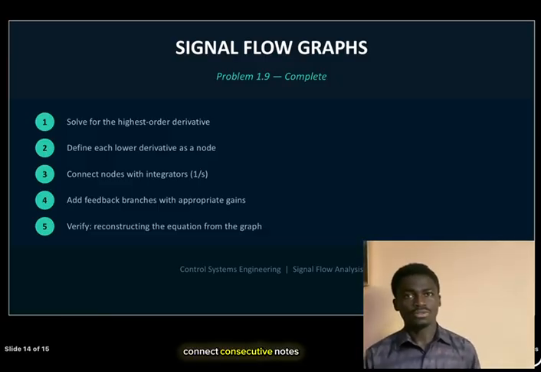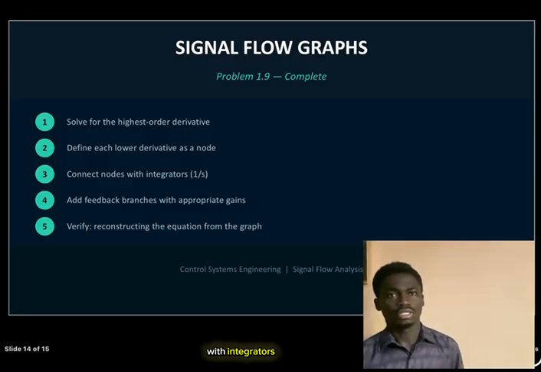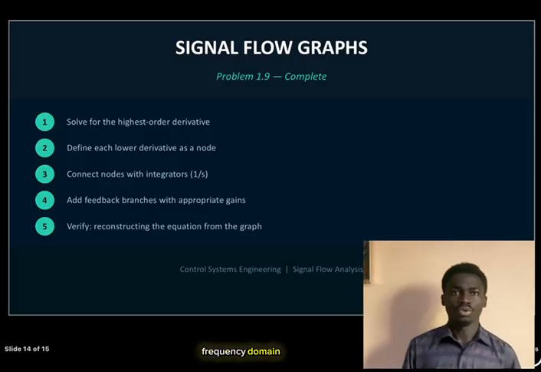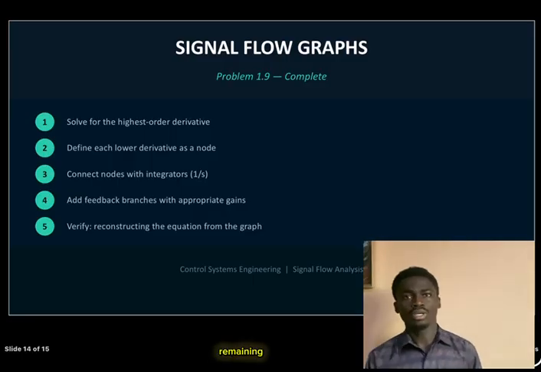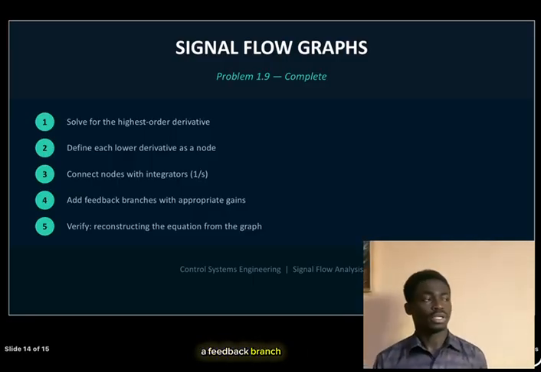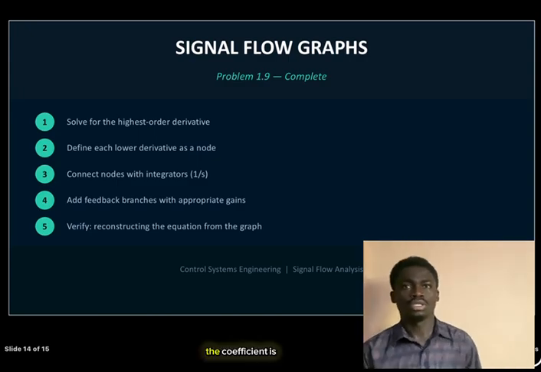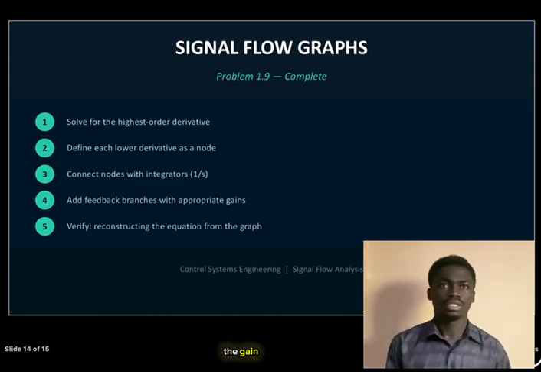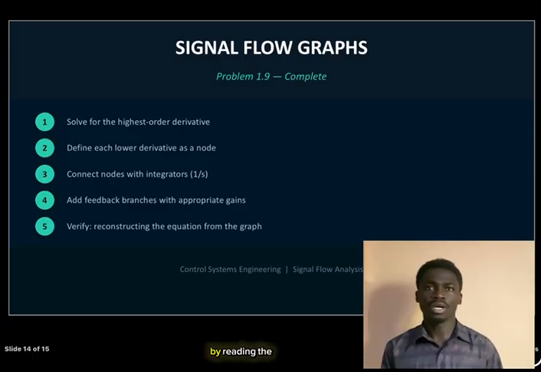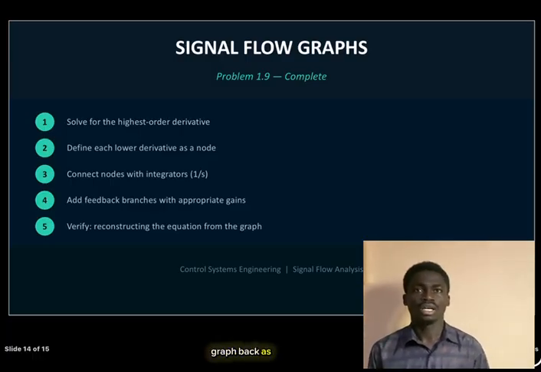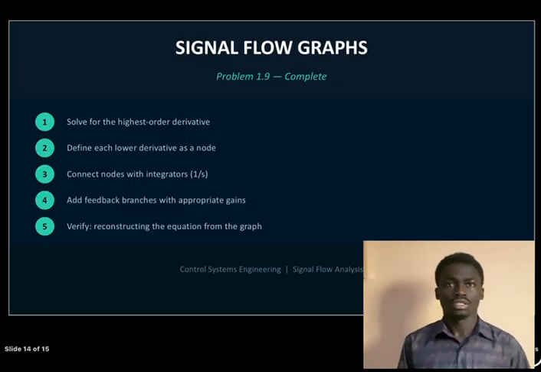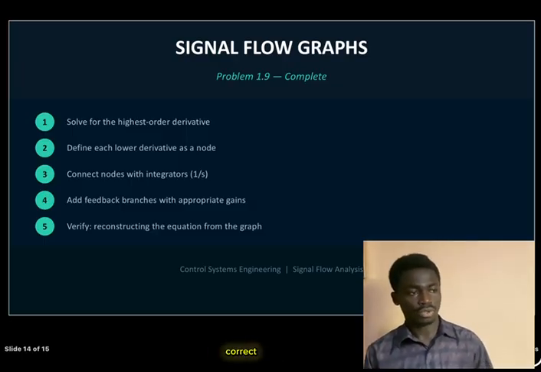Step 3, connect consecutive nodes with integrators. Each integrator has gain 1 over s in the frequency domain. Step 4, every remaining term in the original equation becomes a feedback branch. The coefficient is the gain, the sign is preserved exactly. Step 5, verify by reading the graph back as an equation. If it matches the original, then the graph is correct.